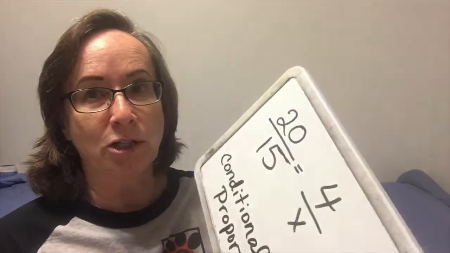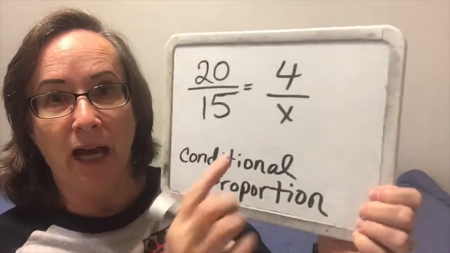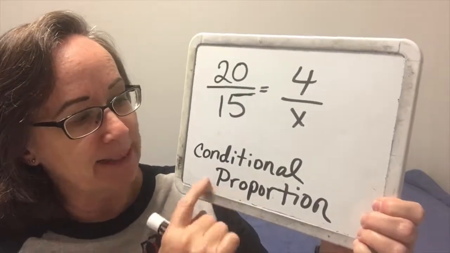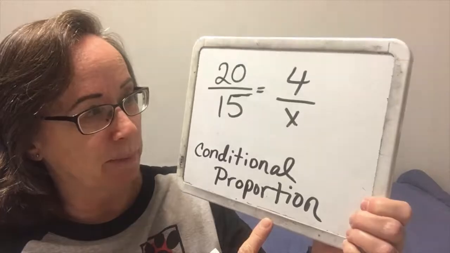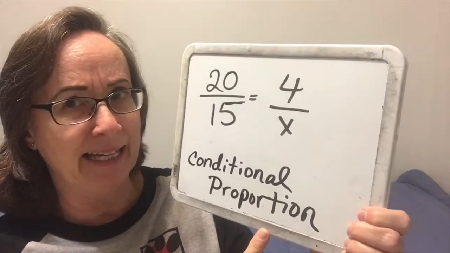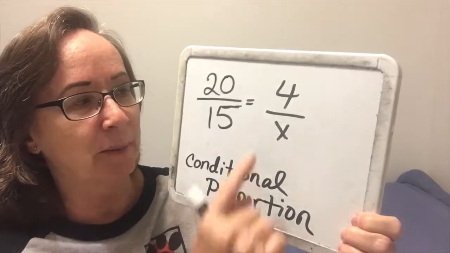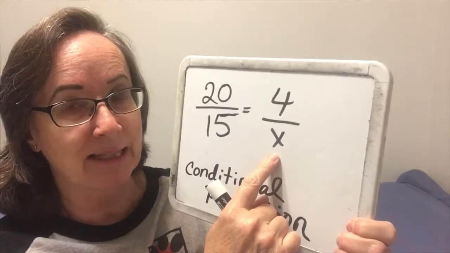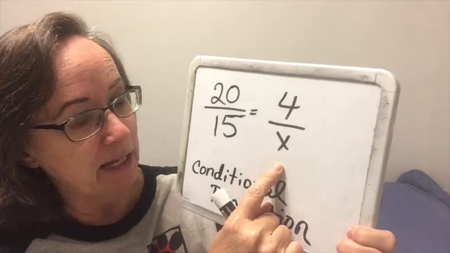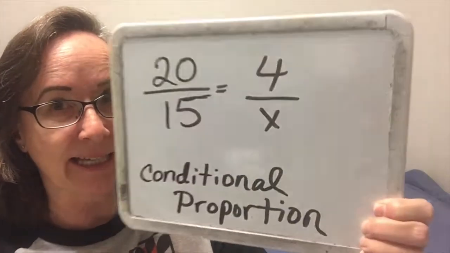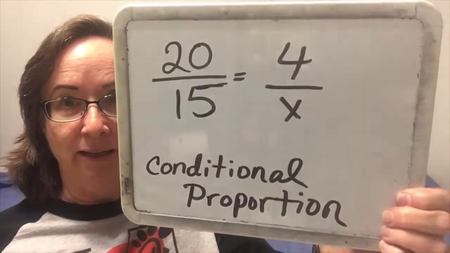Okay, now sometimes we use proportions to solve for an unknown number like x. And this is called a conditional proportion. We cannot say it's true or false because its truth will depend on what we replace x with. Okay, so we're going to use our cross products again to solve the conditional proportion.